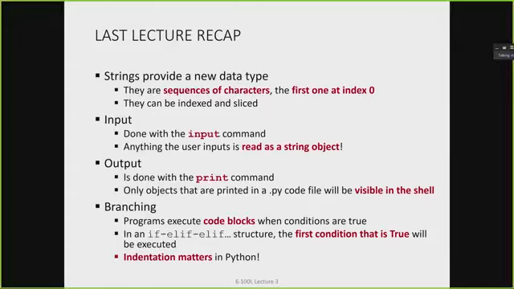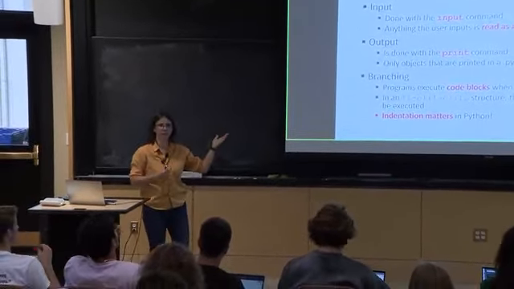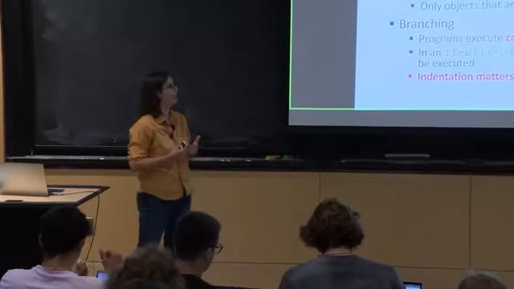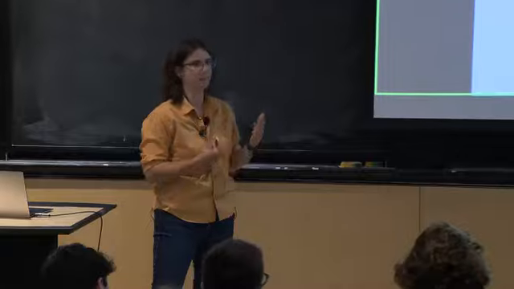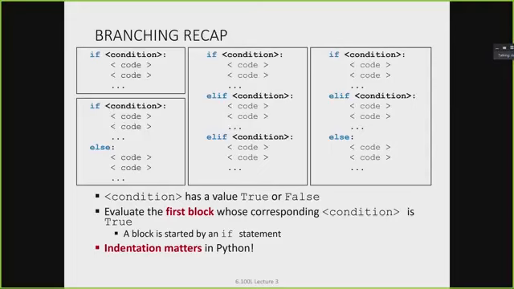But we also learned about input and output, so a way for us to write interactive programs. And we learned about a new data type, the string. So the string was a sequence of characters. Hopefully you got a chance to do a little bit of exercises on MITx as practice for today's quiz with strings and branching. Okay, so in branching, what did we learn?